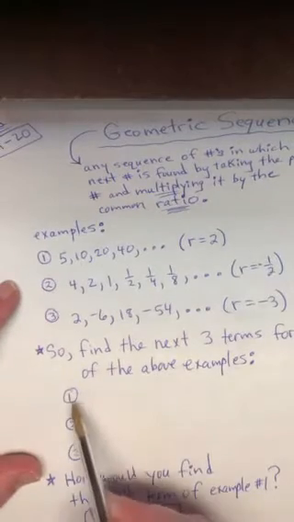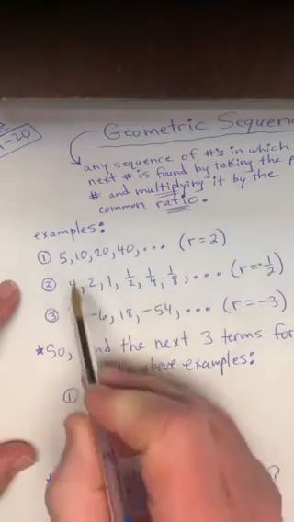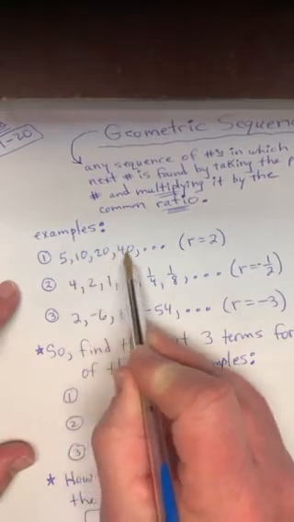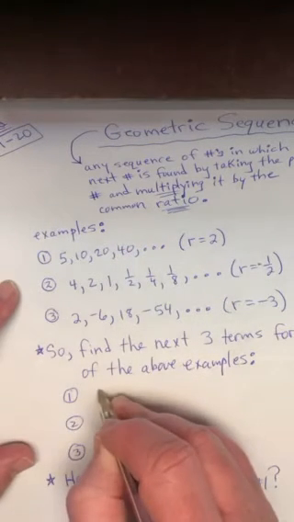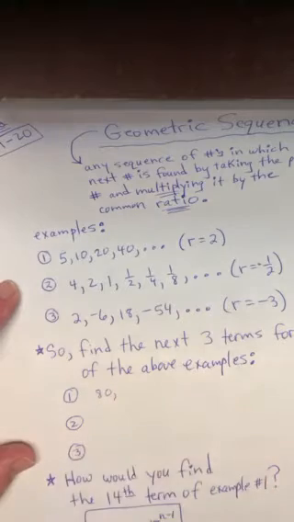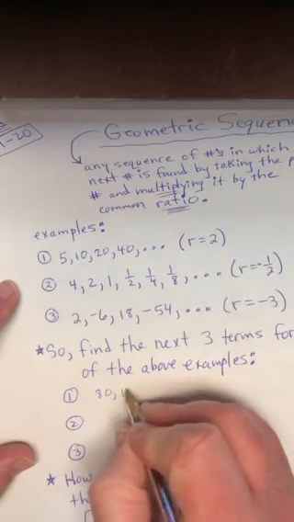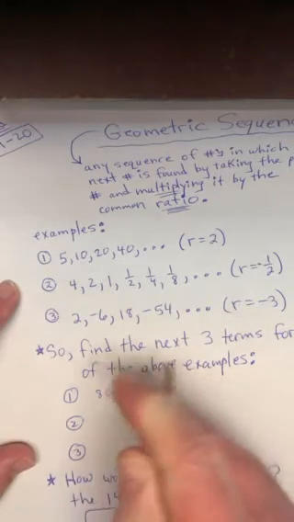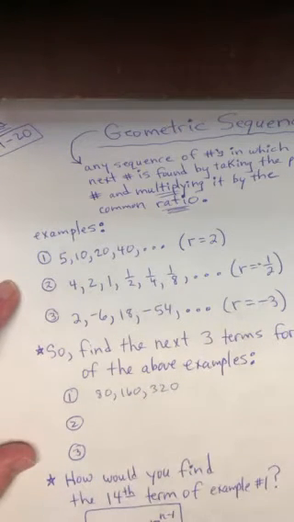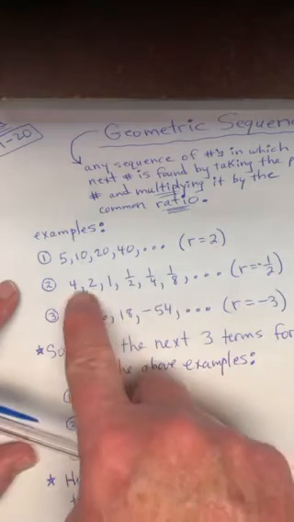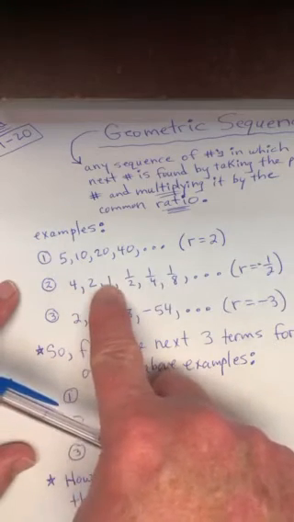Okay, guys, do you agree if we look at sequence number 1, 5, 10, 20, 40? Oh, I'm multiplying by 2 each time. So I'd have what? 80, and then what? Times that by 2, 160, comma, times that by 2, and get 320. Piece of cake. Number 2, our ratio is 1/2, correct?